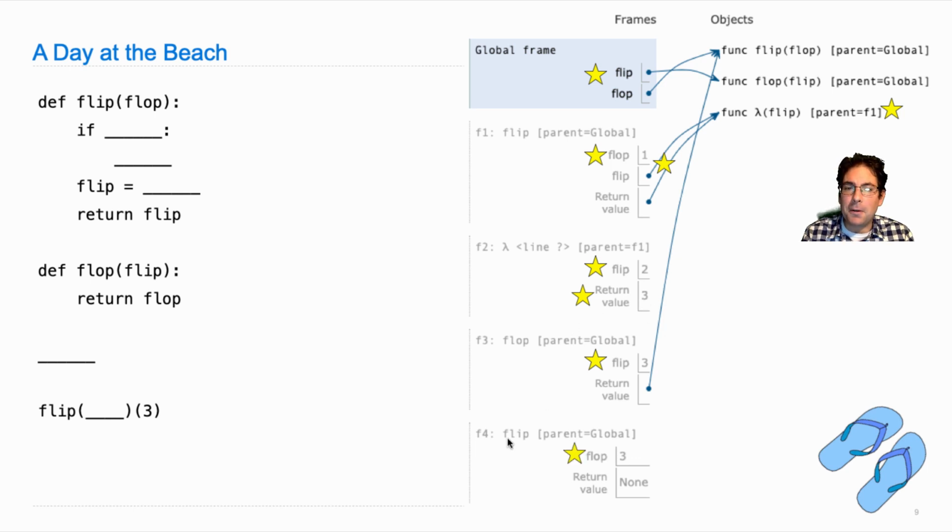Finally, flip gets called again. It's got to be this flip function. That was the only flip that was defined. But in this case, it's getting called on the number 3, and it's returning none, which is pretty different than the first time it was called.